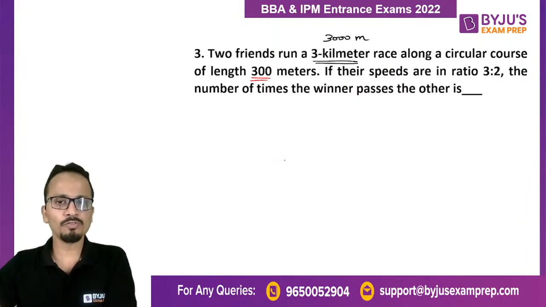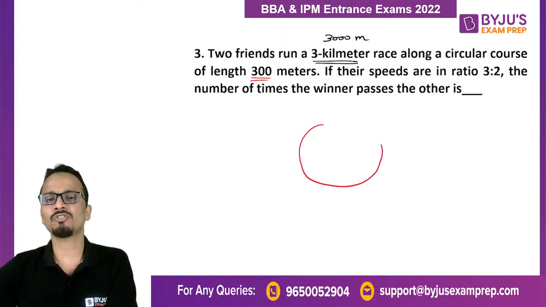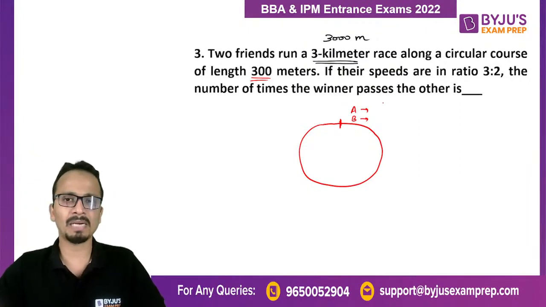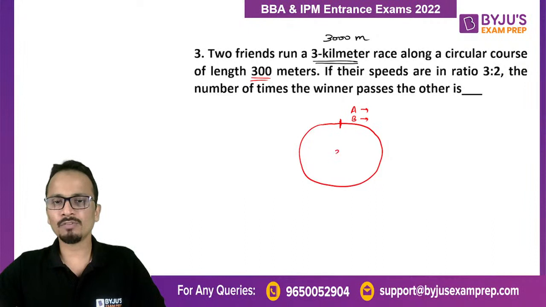Now a very beautiful concept will be used here. So I'll draw a circular track. Let's say this is the starting point, and I'll call these two people A and B, who are obviously running in the same direction because this is a race that they are participating in. The length of the racetrack is 300 meters.